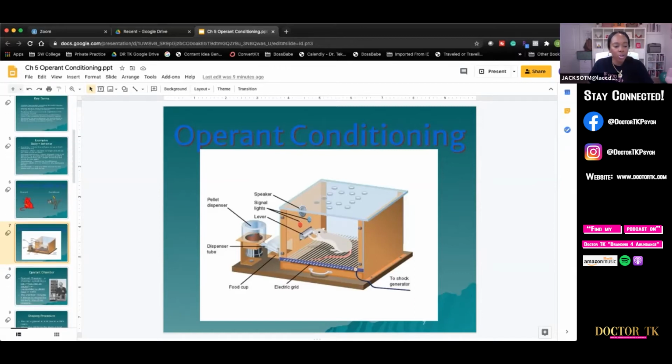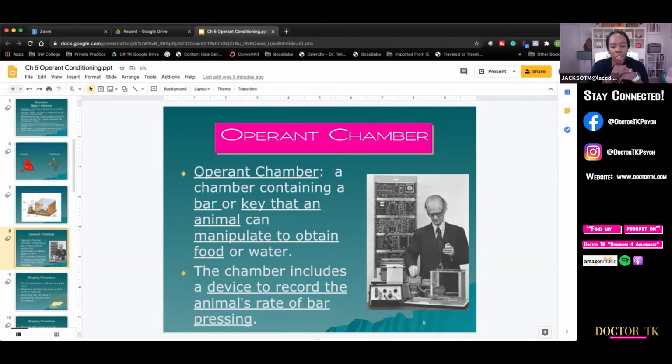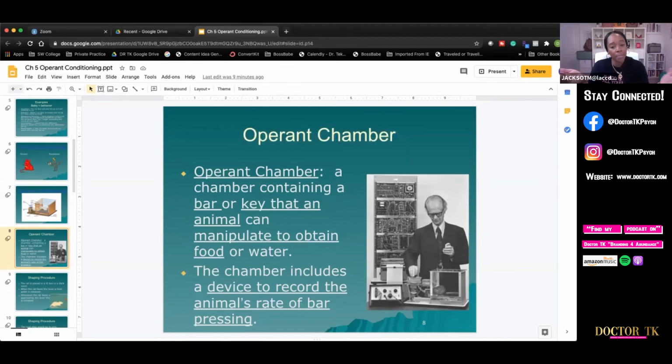So let's talk about new behaviors. This is Skinner in his experiment, the little box, right? He focused on what's called the operant chamber, like operant conditioning. The operant chamber contains a bar or key that an animal can manipulate to obtain food and water. Manipulation simply means they need to do something in order to get something back. The chamber includes a device to record the animal's rates of bar pressing.